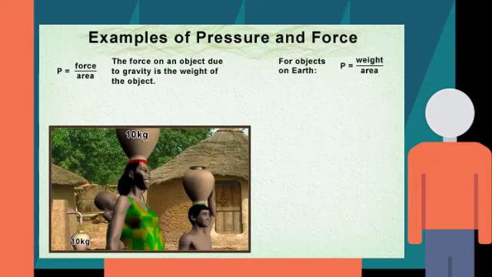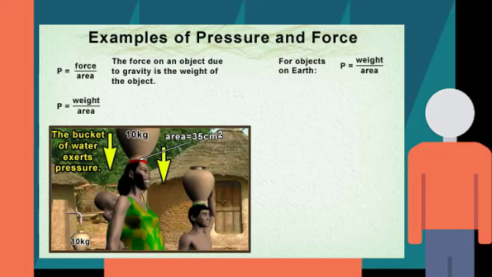When this woman puts the bucket on her head, she feels the pressure the bucket of water exerts against her head. If the area of her head that contacts the bucket is 35 square centimeters, what is the pressure she feels? The pressure is the weight of the bucket, 10 kilograms, divided by 35 square centimeters. The pressure felt by the woman is 0.29 kilograms per centimeter squared.